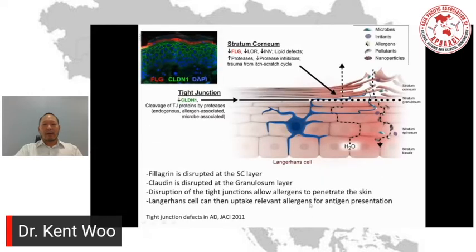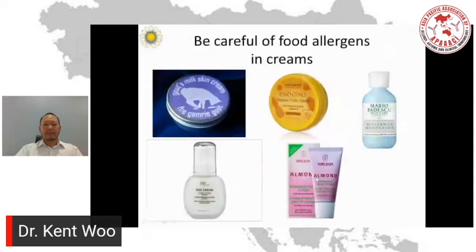So what data has shown us now is that the skin is not an inert organ, it's actually an active immune organ. And they have these cells called dendritic cells that function as immune surveillance. And when you have barrier dysfunction, you can sensitize the immune system through the uptake of these allergens through these dendritic cells.